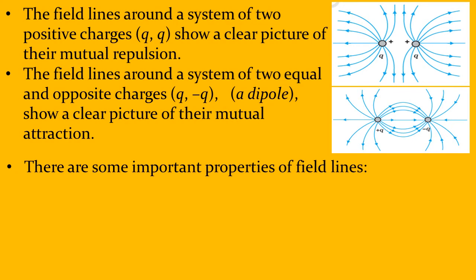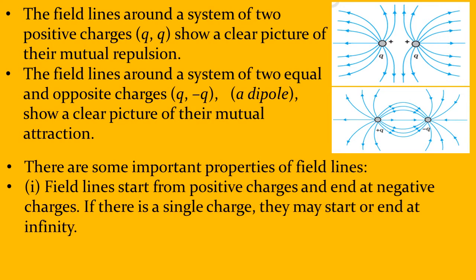There are some important properties of field lines. Now what are these? First, the field lines start from a positive charge and end at a negative charge. If there is a single positive charge, it starts at that charge and ends at infinity. If there is a single negative charge, it starts at infinity and ends at the negative charge.